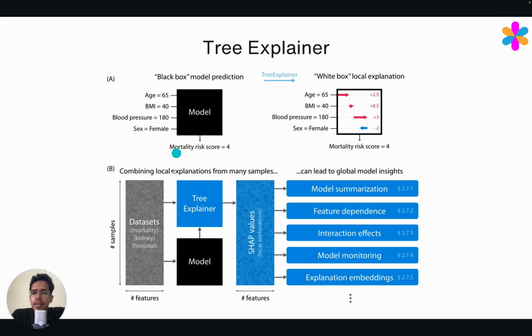So what the tree explainer says is that we can combine local explanations from many samples. By many samples, we mean data like this for many patients, to create a model summarization, feature dependence, explanations, etc. So that is the basic idea behind tree explainers, qualitatively. Let's not go into the details of that right now.